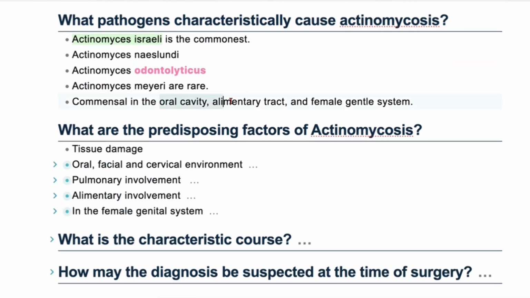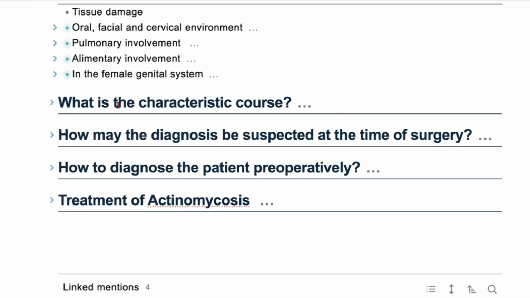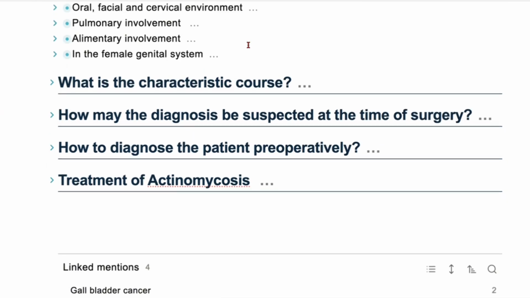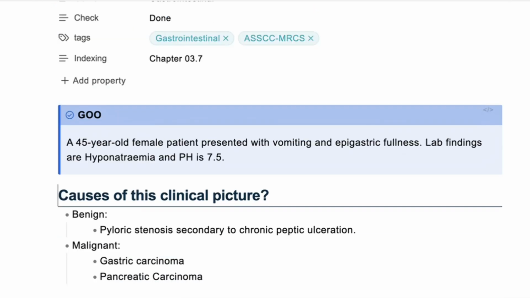And the way to remember this, actinomycetes are commensals in the oral cavity, alimentary tract, and female genital system. And therefore, you can build your answer on that. Characteristic course, it's an indolent course. So it's a highly malignant course in the long term, but very slow. And a high index of suspicion is the key to diagnosis. And the treatment is mainly penicillin and surgery. Good. Let's do gastric outlet.